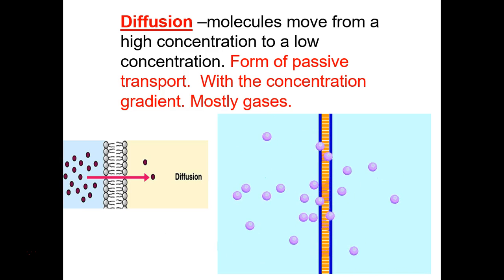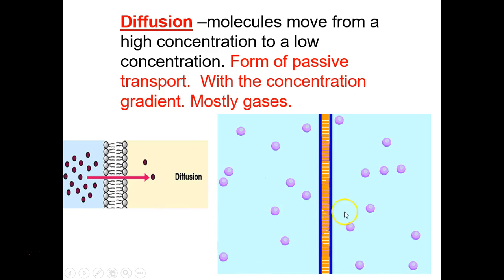All right. Diffusion, as you can see, these molecules are diffusing back and forth across the cell membrane. So you go from high concentration to low. It's a form of passive transport. And it's moving with the concentration gradient, and it's mostly gases that do this. All right.